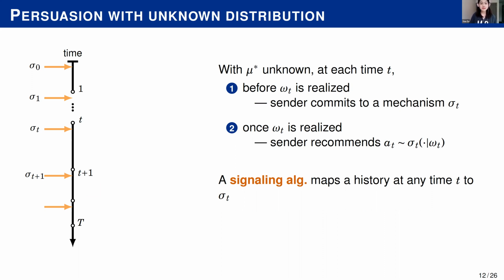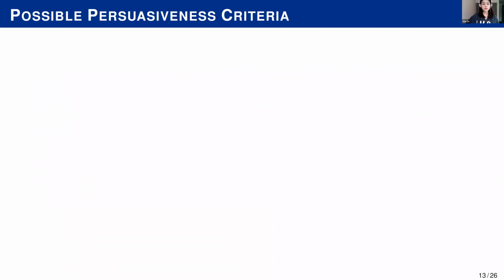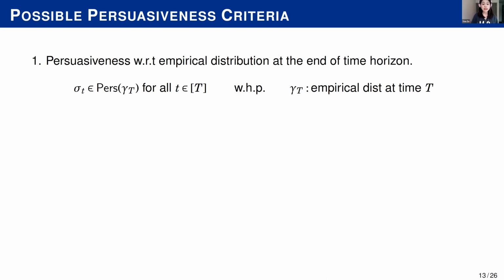So we can ask the same question: how does persuasiveness mean in this unknown distribution setting? Well, there are a few ways of modeling this persuasiveness condition. The first is that at the end of the time horizon, all the chosen signaling mechanisms until time t are persuasive under the eventual empirical distribution gamma t.